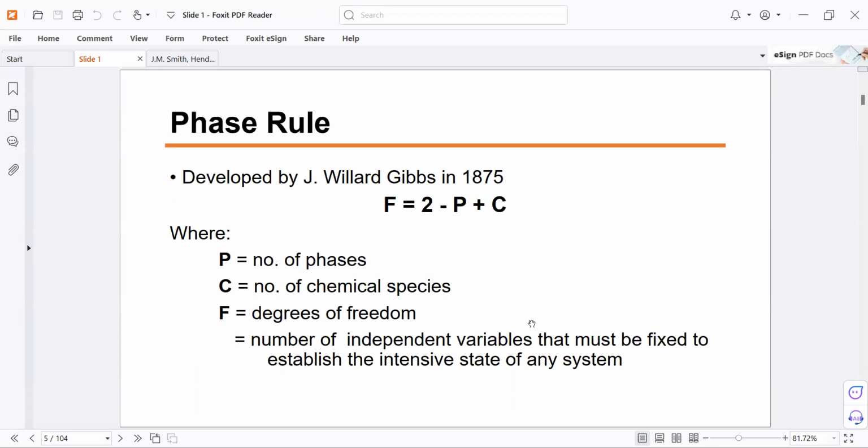Next, we have the phase rule. I'm pretty sure that you know this already. It was developed by Gibbs in 1875. So this is the formula: F, or the degrees of freedom, equals 2 minus the number of phases plus the number of chemical species. And the degrees of freedom would give us the number of independent variables that must be fixed to establish the intensive state of any system.